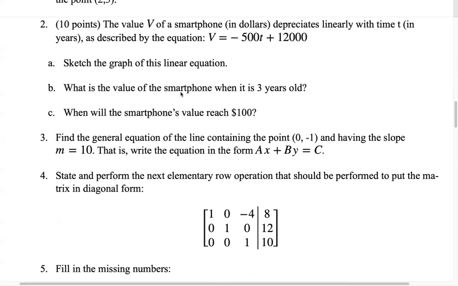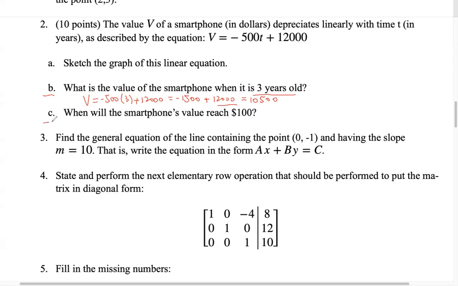Well, now let's see B. B is giving us t as 3 years. Okay, so we want to find V when t is 3. We just plug in 3 for t, plus 12,000. So that's negative 1,500 plus 12,000. Well, we use this 2,000 to subtract 1,500, that's 500. So we get 10,500.